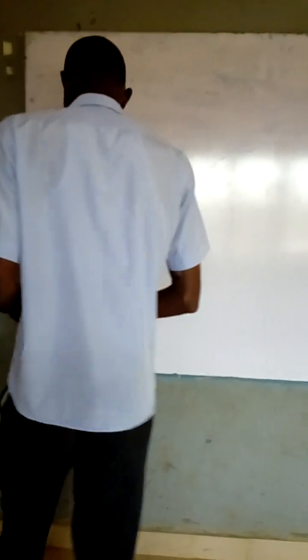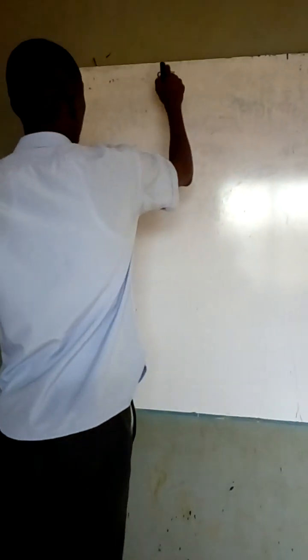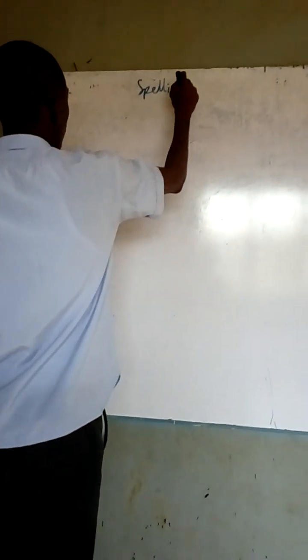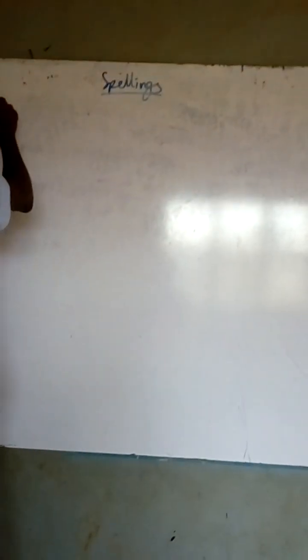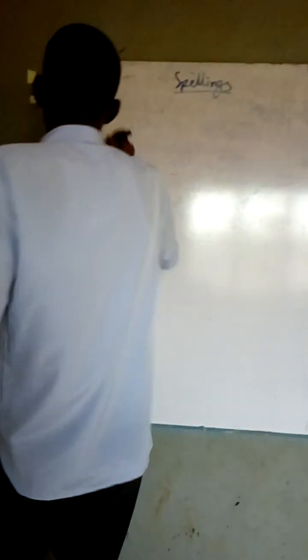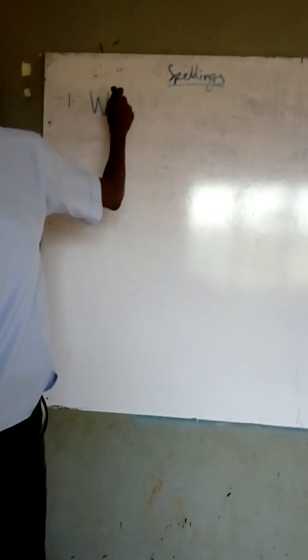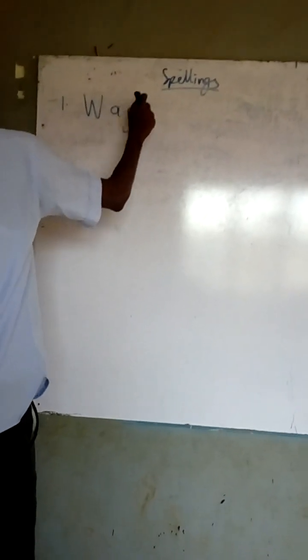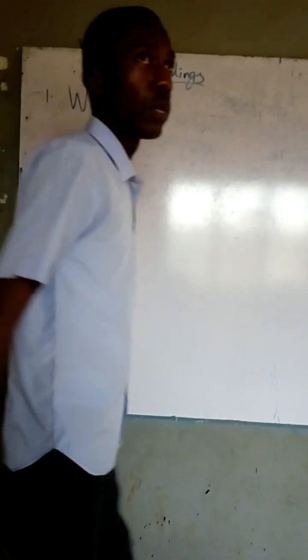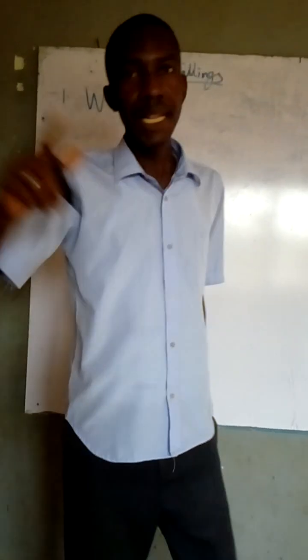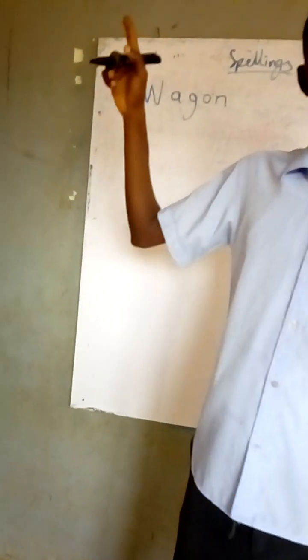Now, the first word I'm introducing to you this morning is wagon. Spell wagon. Wagon is W-A-G-O-N. That is wagon. This is how you spell wagon.